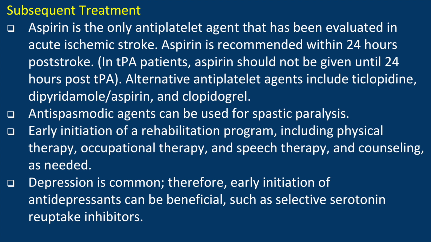Antispasmodic agents can be used for spastic paralysis. Early initiation of a rehabilitation program, including physical therapy, occupational therapy, speech therapy, and counseling as needed. Depression is common for this patient. Therefore, early initiation of antidepressants can be beneficial, such as selective serotonin reuptake inhibitors.